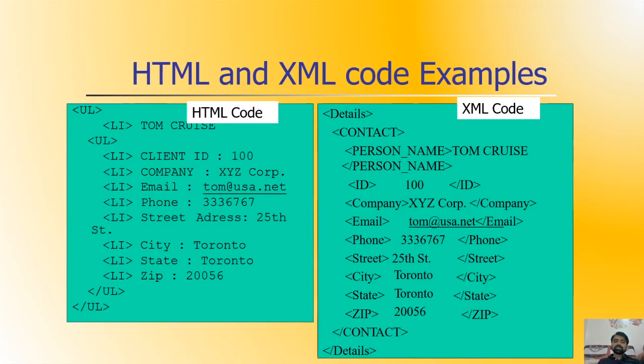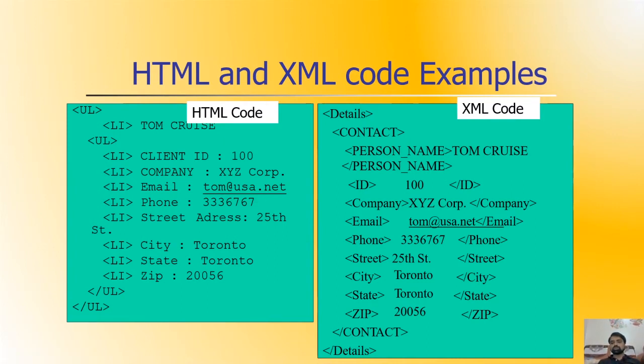Now, what is the code difference? Let's see an example of HTML versus XML code. In the HTML code, the tags are predefined. You can see the tags UL, for an unordered list, and the li tag. The tags are already predefined. But in the case of XML, it's the user who is going to define the tags depending on the data.